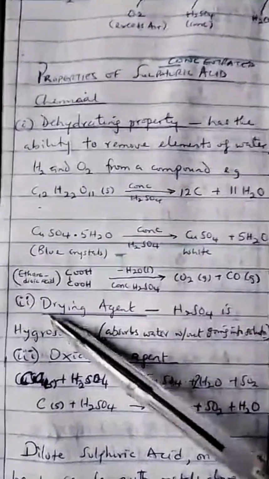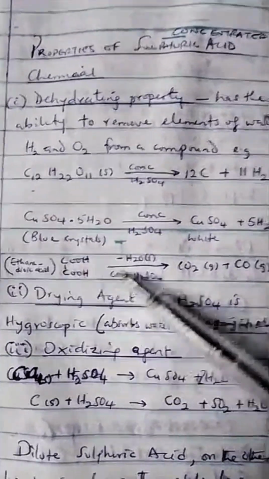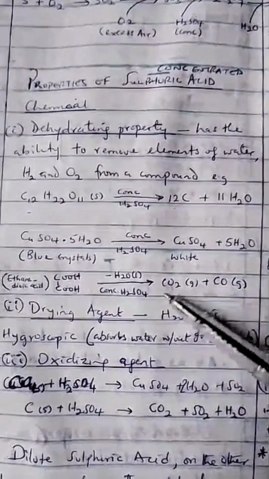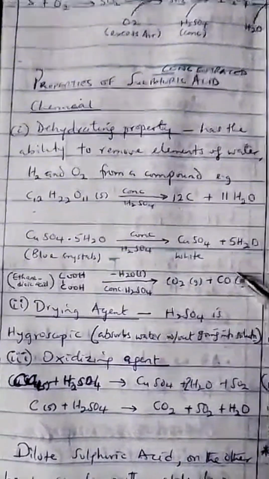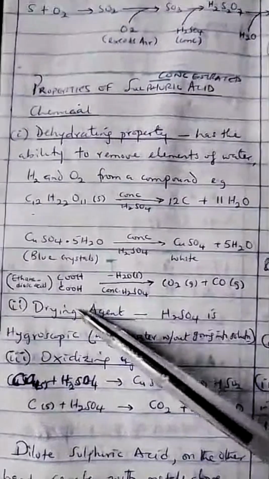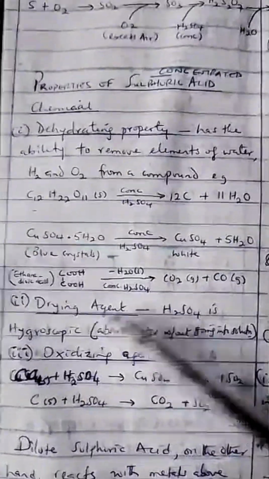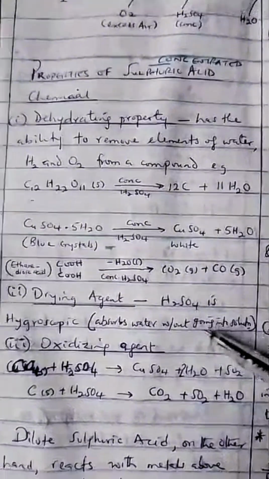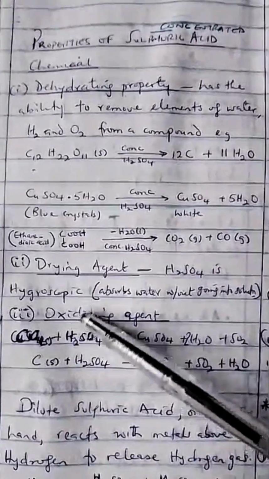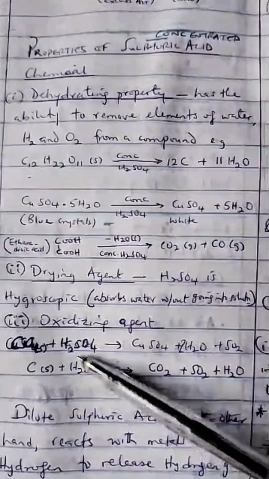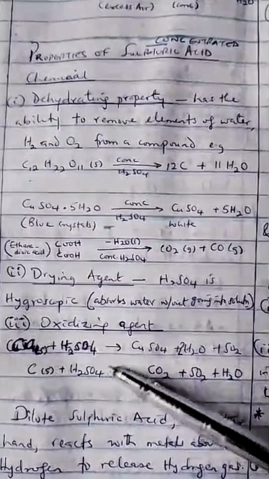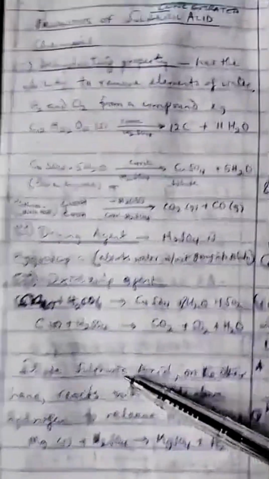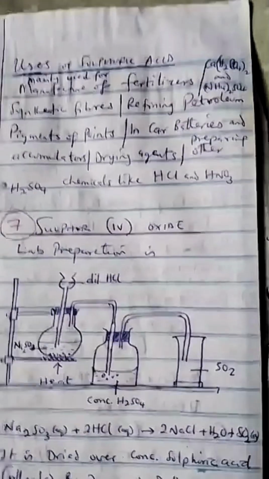Ethanedioic acid is also dehydrated by concentrated tetraoxosulfate 6 to give you carbon 4 oxide and carbon 2 oxide. It's also a drying agent. Tetraoxosulfate 6 is hygroscopic because it absorbs water without going into solution itself. It's also a good oxidizing agent, as you see in the reaction with copper. So it has other uses, so let's look at other uses.